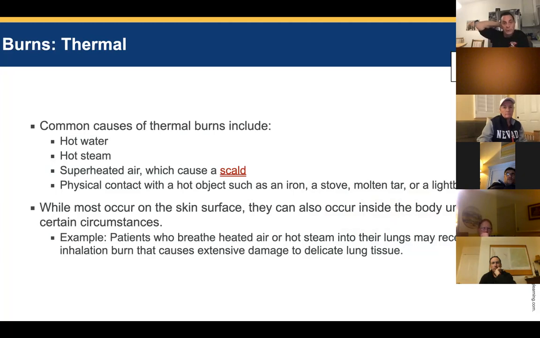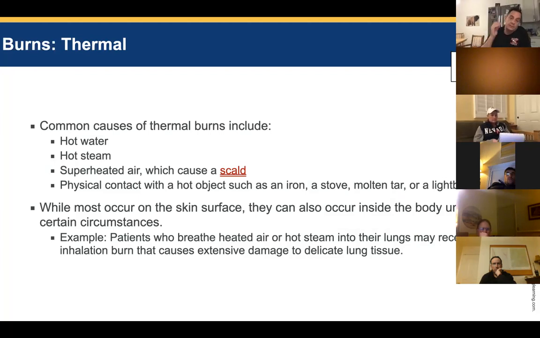While most occur on the skin surface, they can also occur inside the body under certain circumstances. For example, a patient who breathes heated air or hot steam into their lungs may receive an inhalation burn that causes extensive damage to delicate lung tissue. So again, I keep harping on it, keep saying it, but know what the mechanism of injury is.